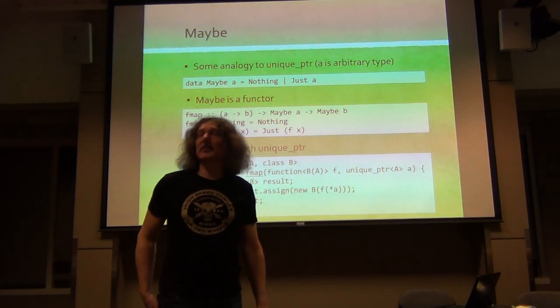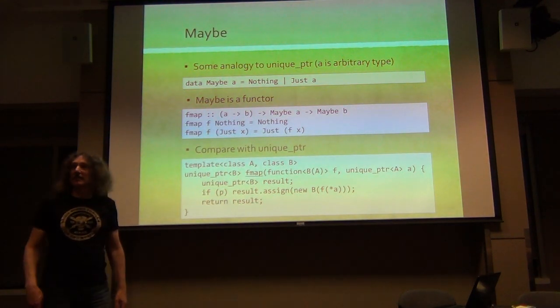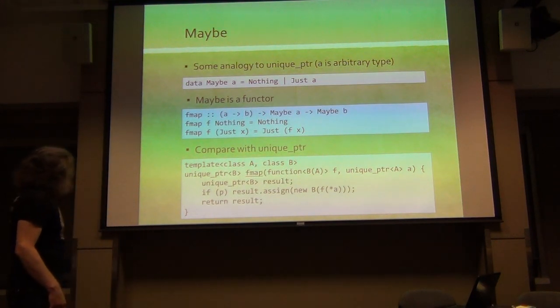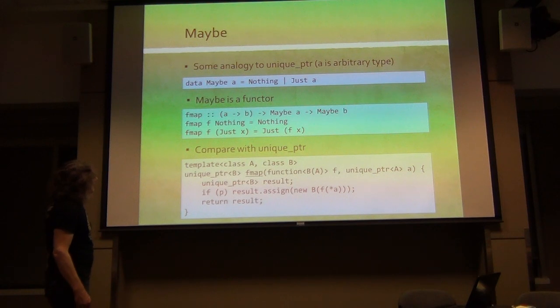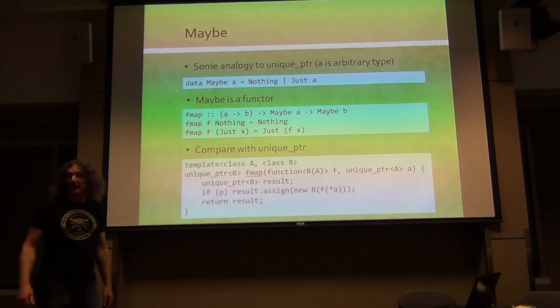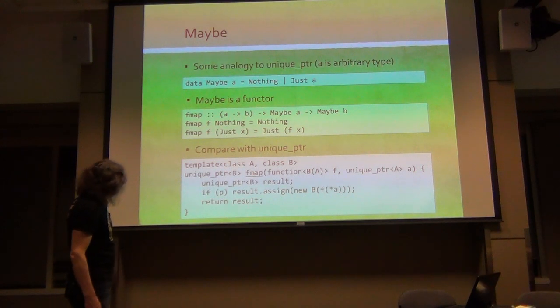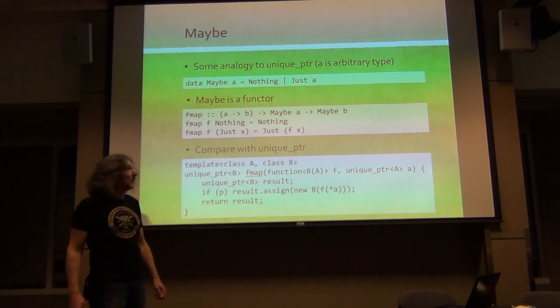Kind of like structs nullable, right? Nullable, yeah. Option also. Some other languages got option. Yeah, it's a known thing. So Maybe is a functor, just like unique pointer is a functor. So that means that it has fmap defined for it, right?